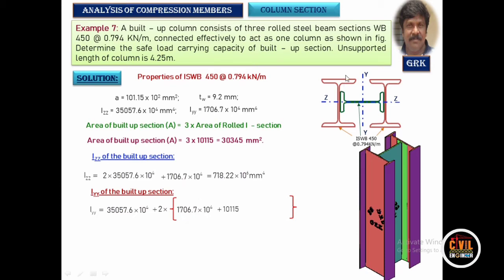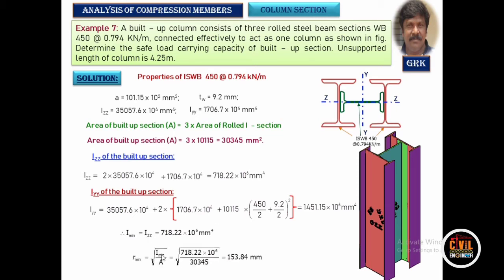17067 point something is the Iyy of this section, plus area times h square. The area of this is known, it is 10115 mm square, into h square. The depth of the section is 450 mm, so h is 450 divided by 2 plus Tw by 2 from the center of this. With that we get the moment of inertia Iyy. Now take the minimum value of this moment of inertia and get the minimum radius of gyration.